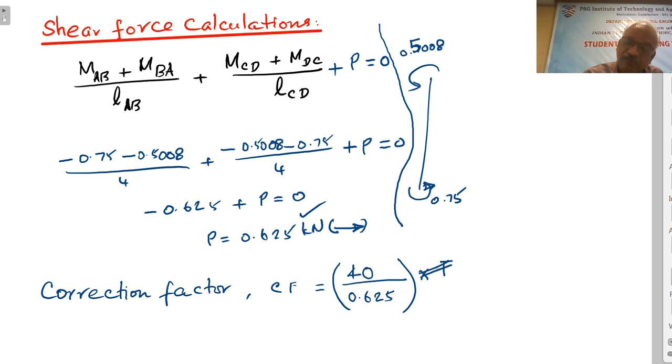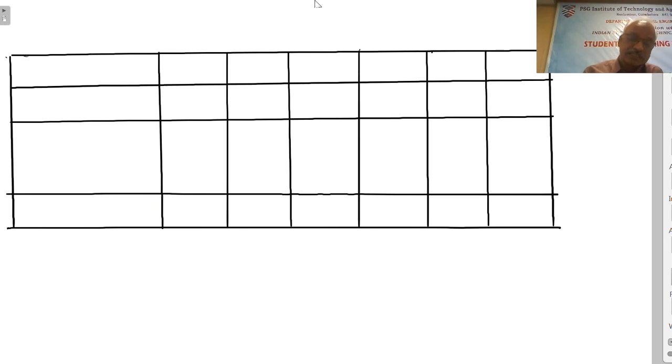So what are the values? What is the coefficient by which we have to multiply? So this value is equal to 64. This is the correction factor. So for 0.625, if these are the moments, for 40, what are the values? That is a very important calculation, about the correction factor. So next, we have to go to the final calculations.